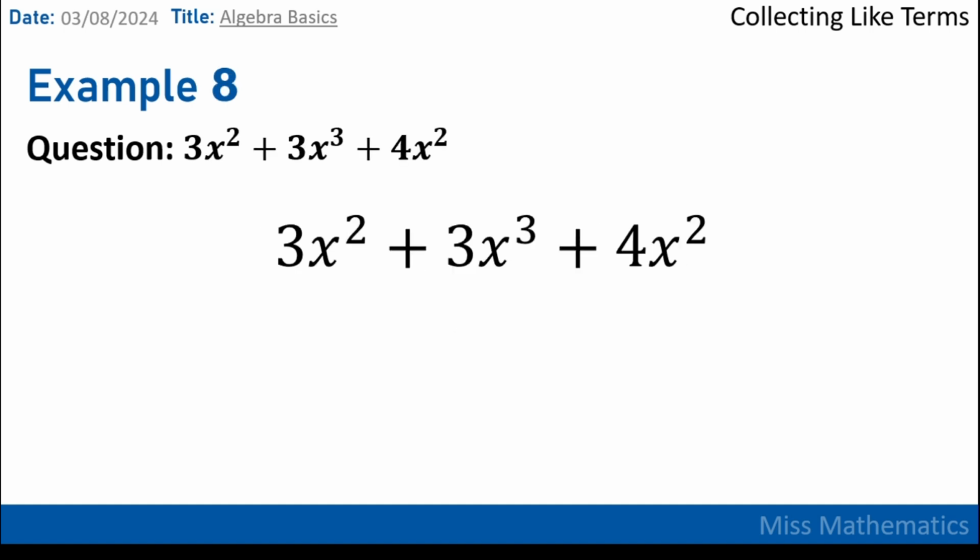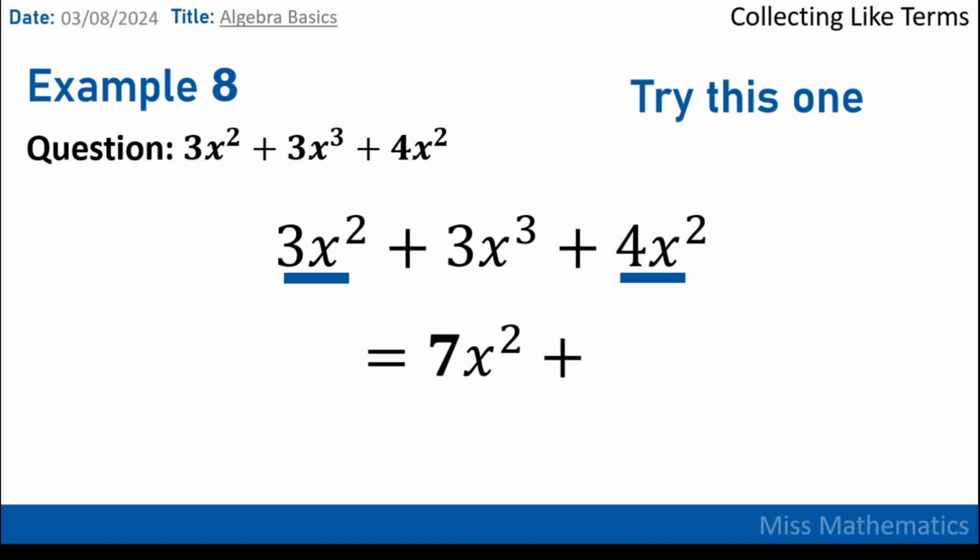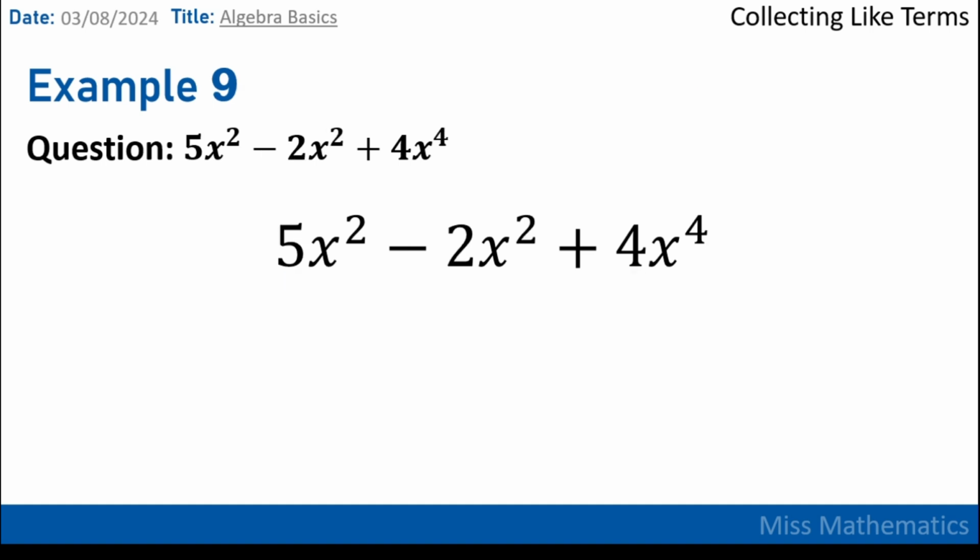Example 8. This is where it starts to get a bit harder, but try this on yourself. In this question we can see that x squared, 3x squared and 4x squared are like terms, so you can add them together to make 7x squared. However, 3x cubed is a different term because the x is being cubed, so that's why you can't add that one together and it's by itself.